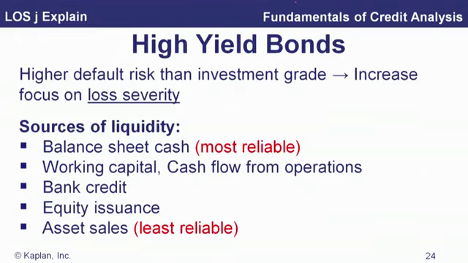Okay, bonds categorized by credit rating, bond rating. High yield has higher default risk than investment grade. And this means an increased focus on loss severity. We mentioned a little earlier that loss severity for high quality credits just may not be as bad, and usually less than for less strong companies. And let's look at their sources of liquidity. That's the idea. How are they going to make these debt payments if things don't go as well as expected? We're always looking at the downside, the risk of default here.